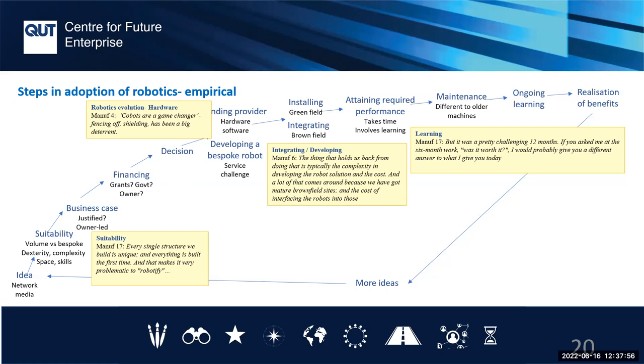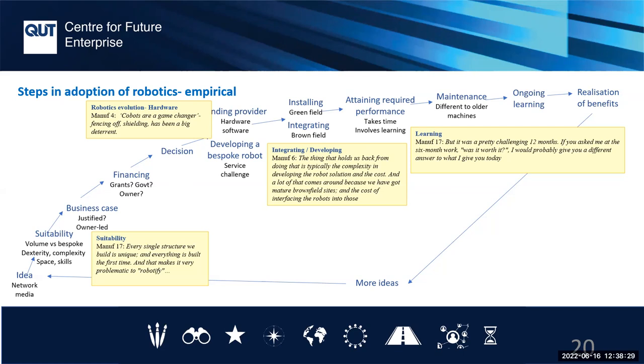So if you have small orders, robots don't make sense. Like they're saying there, I'll read it because I know it's small: every single structure we build is unique, and everything is built the first time, and that makes it very problematic to robotify. But people that do use robots have found ways, with things they do multiple times, perhaps with different feeds to handle, and they put robotics in a particular section. So there are ways around some of it.